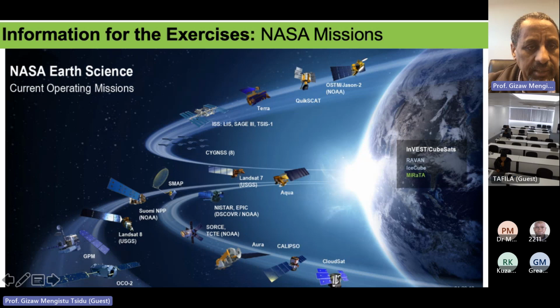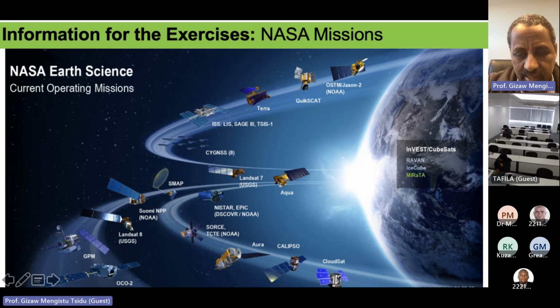So here, what you see is NASA missions. Just a little snapshot, it's not all, that shows different satellites over different periods of time. You can see Aqua MODIS, for instance, here.